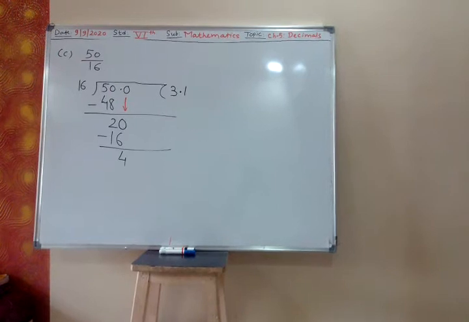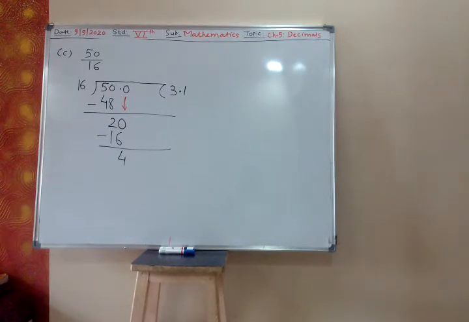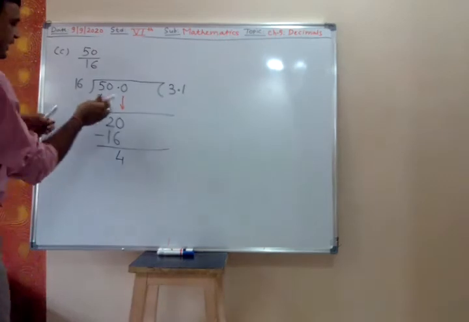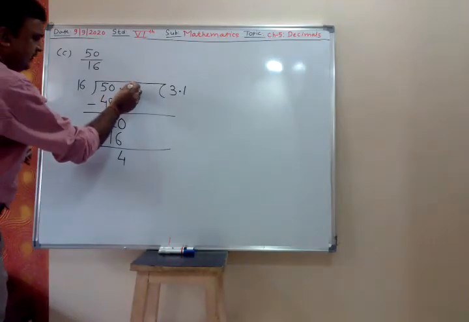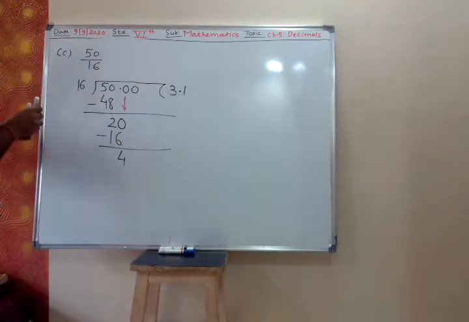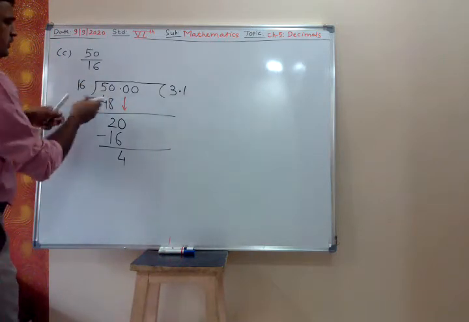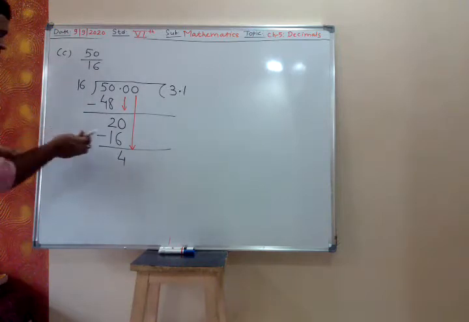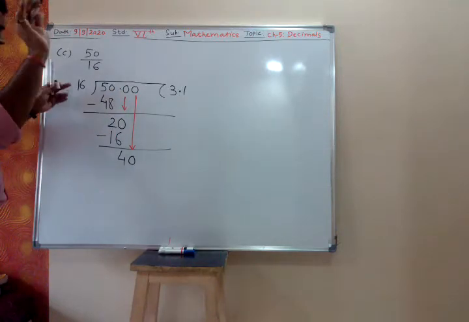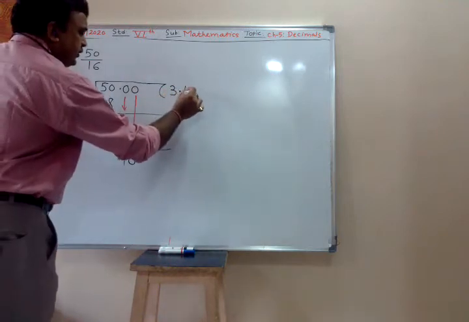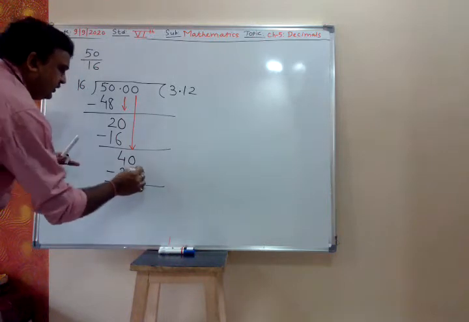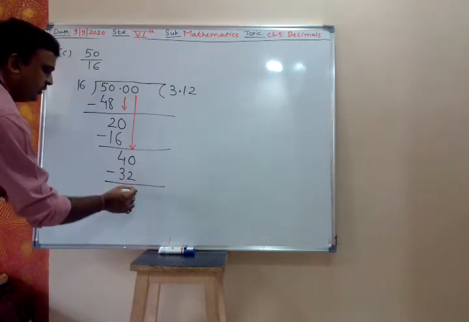16 threes are 48. You must know. Now it is 4. My remainder is not 0. So what will I do again? I will add one more 0, and this 0 I will carry here. So this becomes 40. 16 twos are 32. 40 minus 32 is 8.